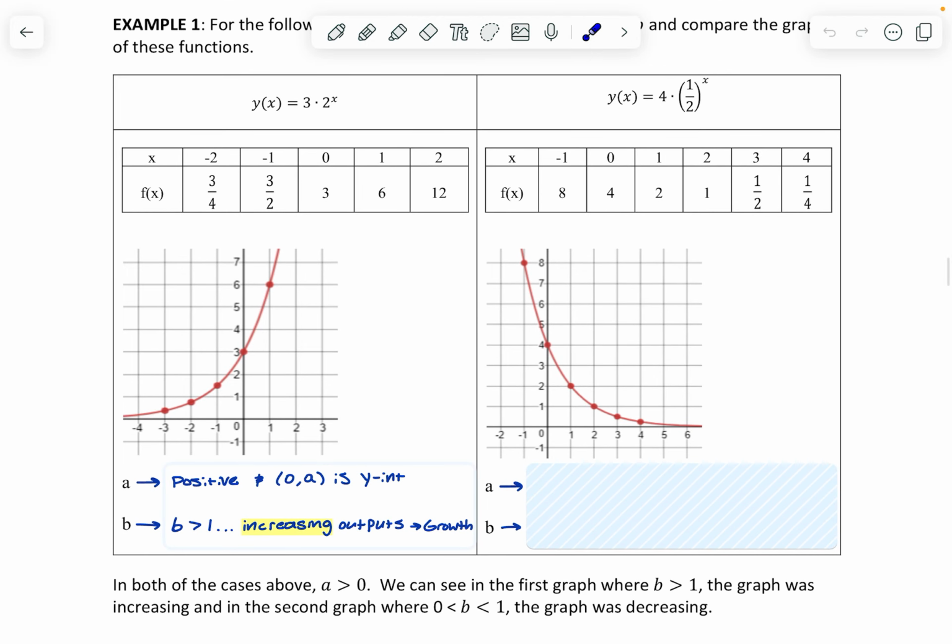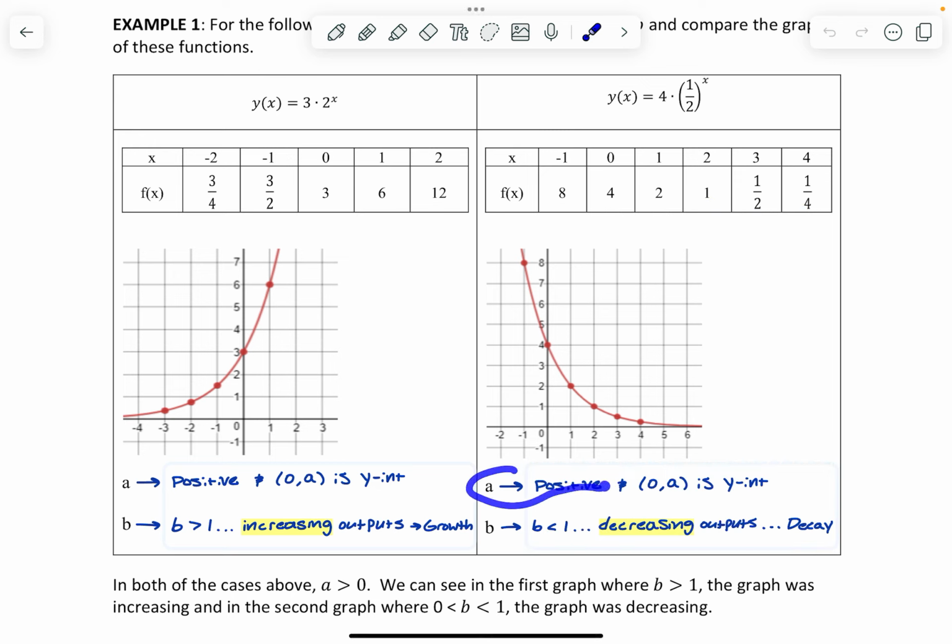Now let's see how this changes when we have a problem where we're looking at decay. Well, our starting value is 0, 4, right? It's positive. It's a y-intercept. And what we're multiplying by every single time is 1/2. 4 times 1/2 is 2. 2 times 1/2 is 1. 1 times 1/2 is 1/2. 1/2 times 1/2 is 1/4.